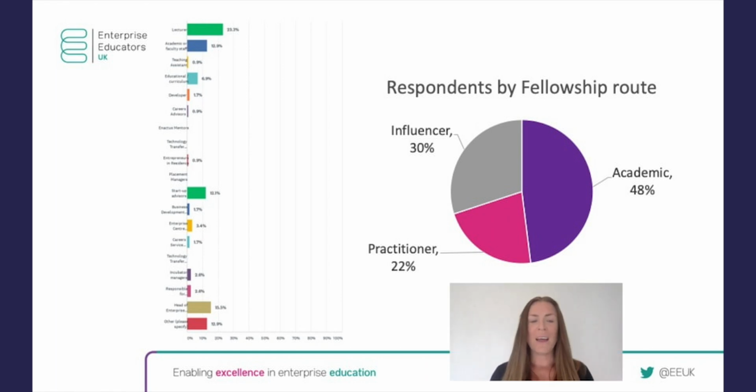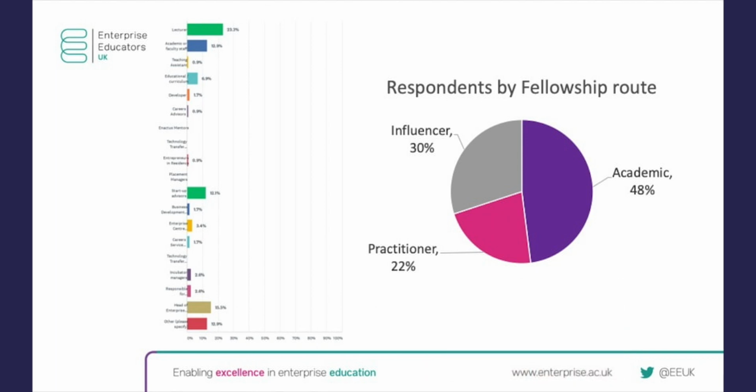Question 3 asked respondents to identify which of the following job titles, taken from the IOEE standards, was their primary enterprise or entrepreneurship education role. The EE UK Fellowship allocates these job titles to a fellowship route, and the results of the respondent by fellowship route can be seen in the pie chart. These identities remained with the respondents throughout the remainder of data analysis.